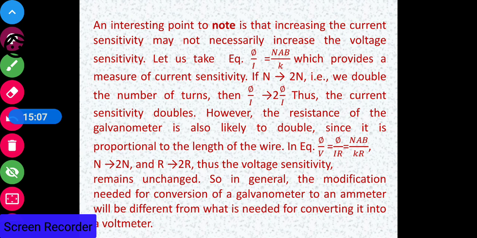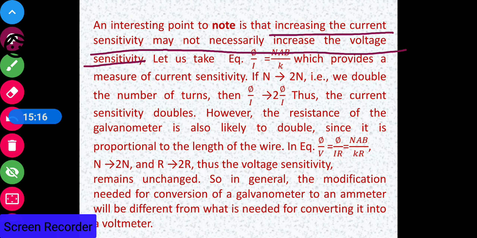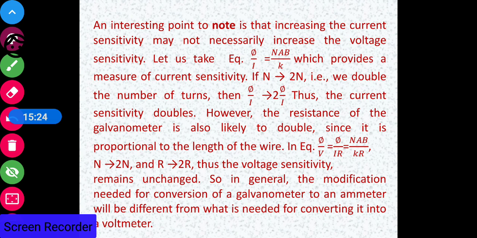Now, an interesting point to note is that increasing the current sensitivity may not necessarily increase the voltage sensitivity. It is also one of the very important conceptual questions. Why? Now we know that current sensitivity phi upon I is equal to NAB upon K. We can increase the current sensitivity by increasing N. That is, if we change N to 2N, that is, we double the number of turns, then from this equation it is clear that current sensitivity becomes double.